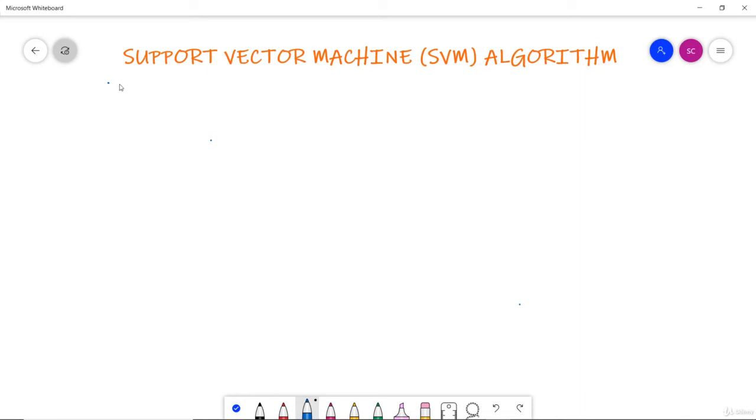Now we are going to discuss the support vector machine algorithm, and it is also one of the most popular supervised machine learning algorithms, which is used for classification as well as regression problems. Primarily, it is used for classification problems only. Now, what is the goal of this SVM? It is actually to create the best line, or we can say the decision boundary.